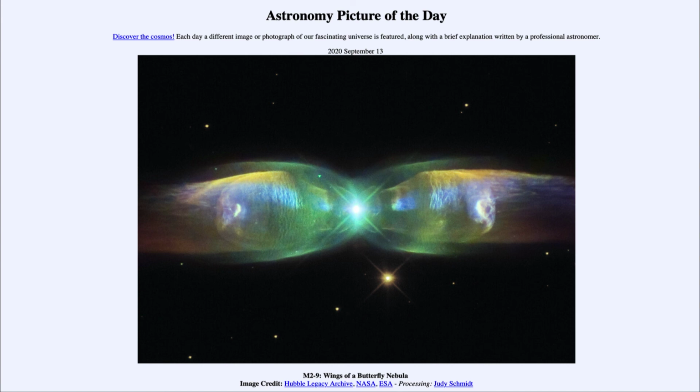So that was our picture of the day for September the 13th of 2020. It was titled M2-9, Wings of a Butterfly Nebula.